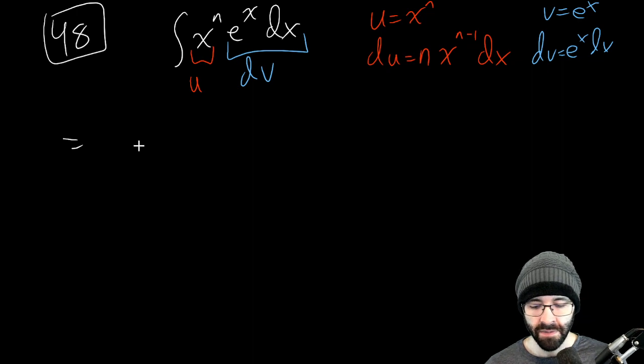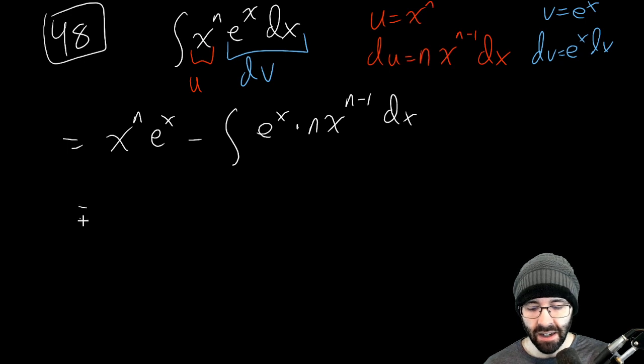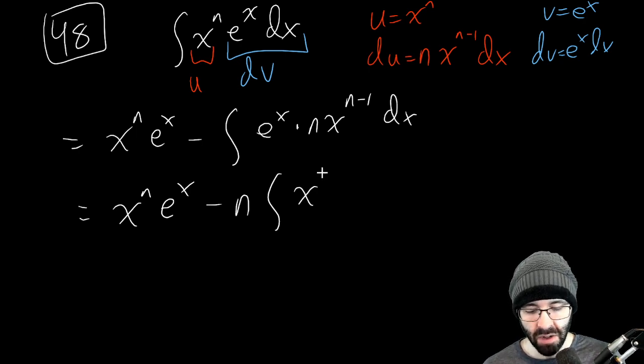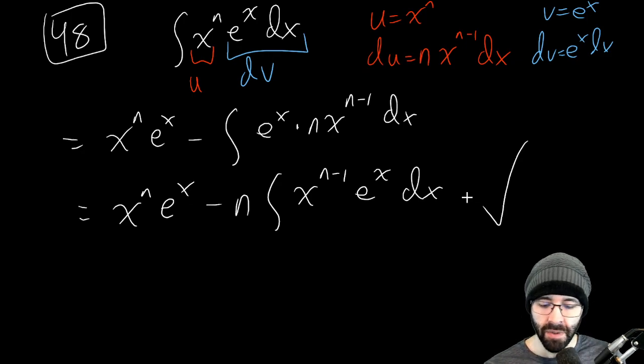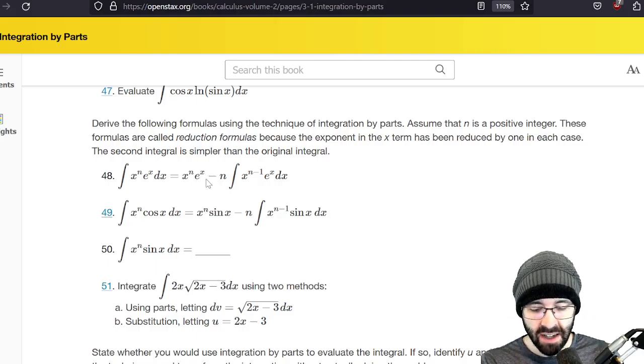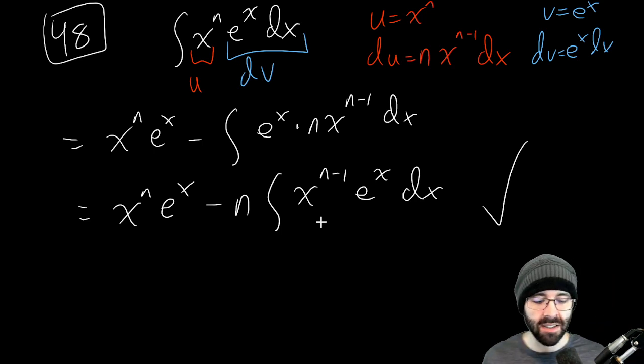We get u times v, which is x to the n, e to the x, minus the integral of v du, which is e to the x times n, x to the n minus 1 dx. And now we just clean it up. Factor out the n, it's just a constant. And then we usually write the monomial term first, and we get this. That's exactly what they wanted us to show, right? x to the n, e to the x, minus n, integral, x to the n minus 1, e to the x dx. That's all it wanted us to show.